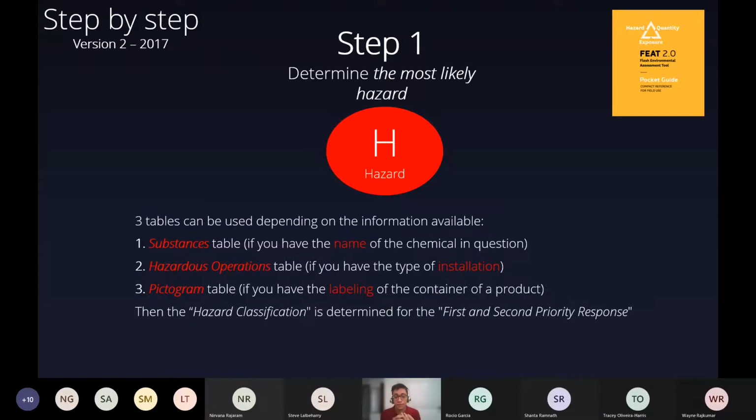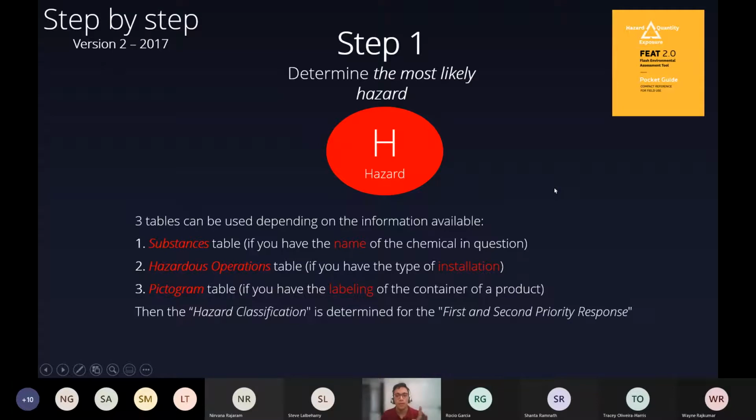For example, if you don't have the name of the substance, because there may be 100 industries in a specific area in your country, and there's an earthquake, you probably don't know which substance specifically that industry is handling that is probably being leaked. So you probably have the name of the industry or facility, and you know what they do, and that would be the hazardous operation. But if you don't, and there is a pictogram, you can use that information. So here we have three tools that can be very useful to determine this.